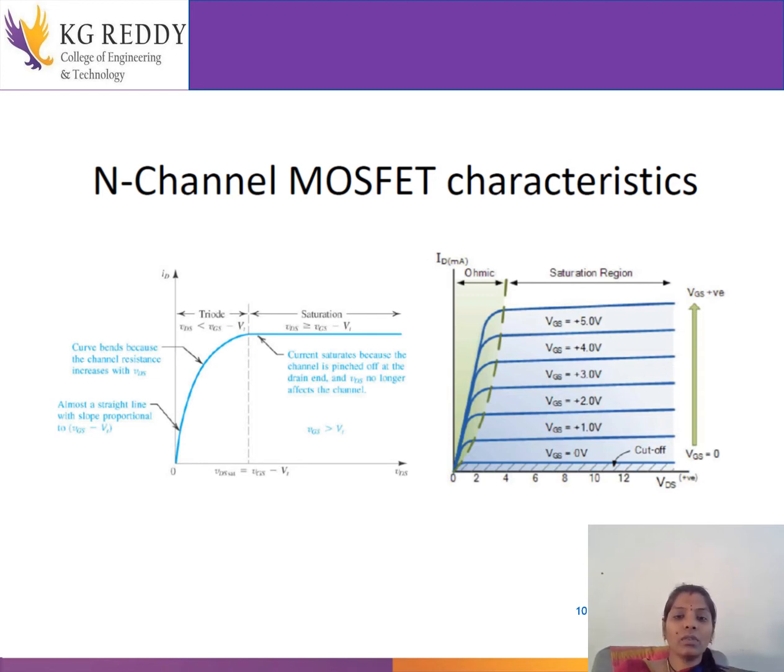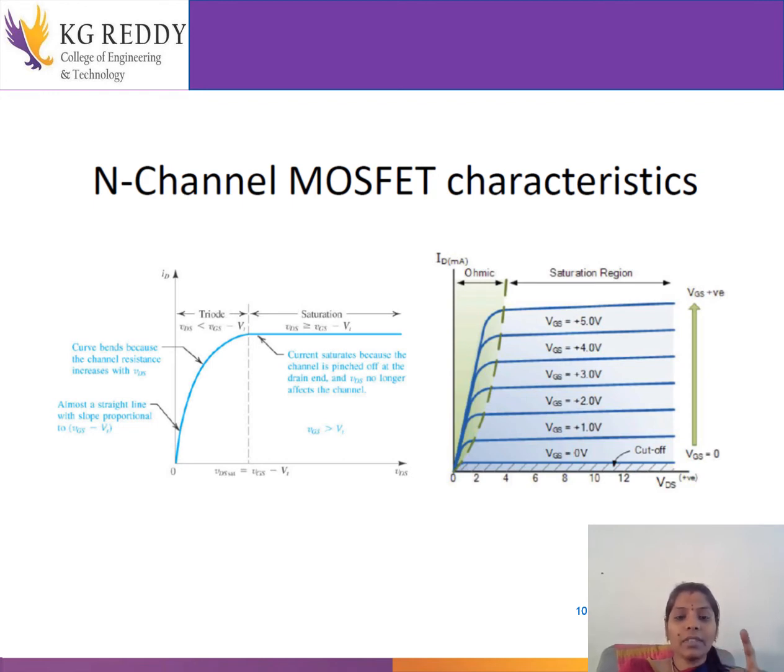Now we are looking into the IV characteristics of an N-MOSFET. You are observing two different plots, right? We say this is the IV characteristics. IV characteristics are of two types: one is the input characteristics and the other is the output characteristics.